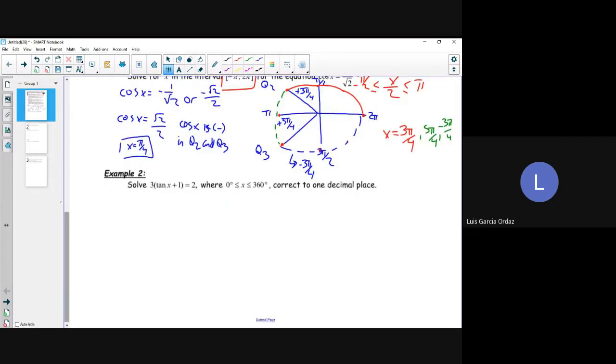So now we're going to move on to example 2. And as you can see from our domain, this is in degrees and not radians. So our answer is going to be in degrees. Okay, Juliana, what part did I lose you on? Like the whole thing. I just don't understand why we did what we did to get there. Okay.